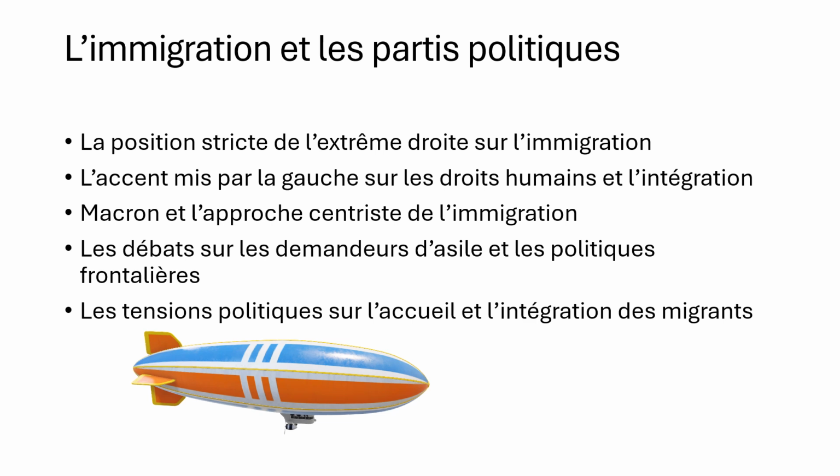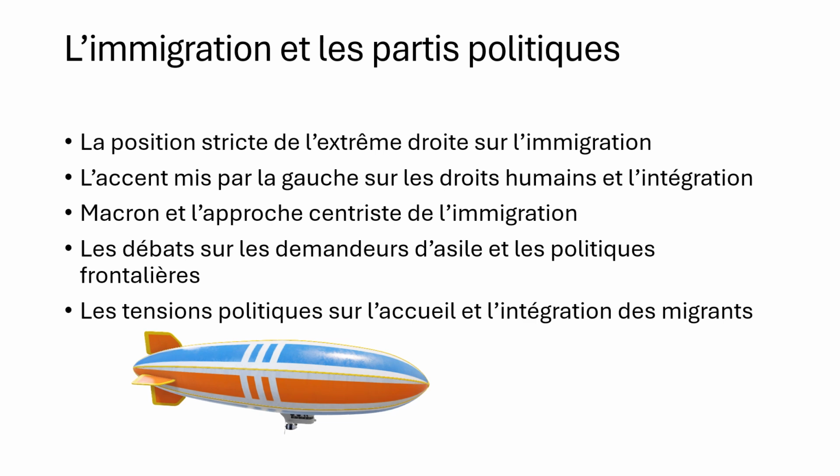Macron and the centrist approach to immigration. So Emmanuel Macron and his party, as of the time of this video, Renaissance, which was formerly La République en Marche, take a centrist position, balancing economic needs with stricter immigration controls. In 2023, Macron's government introduced a controversial immigration bill that combined tougher deportation rules for undocumented migrants with measures to legalize those working in labor shortage industries.